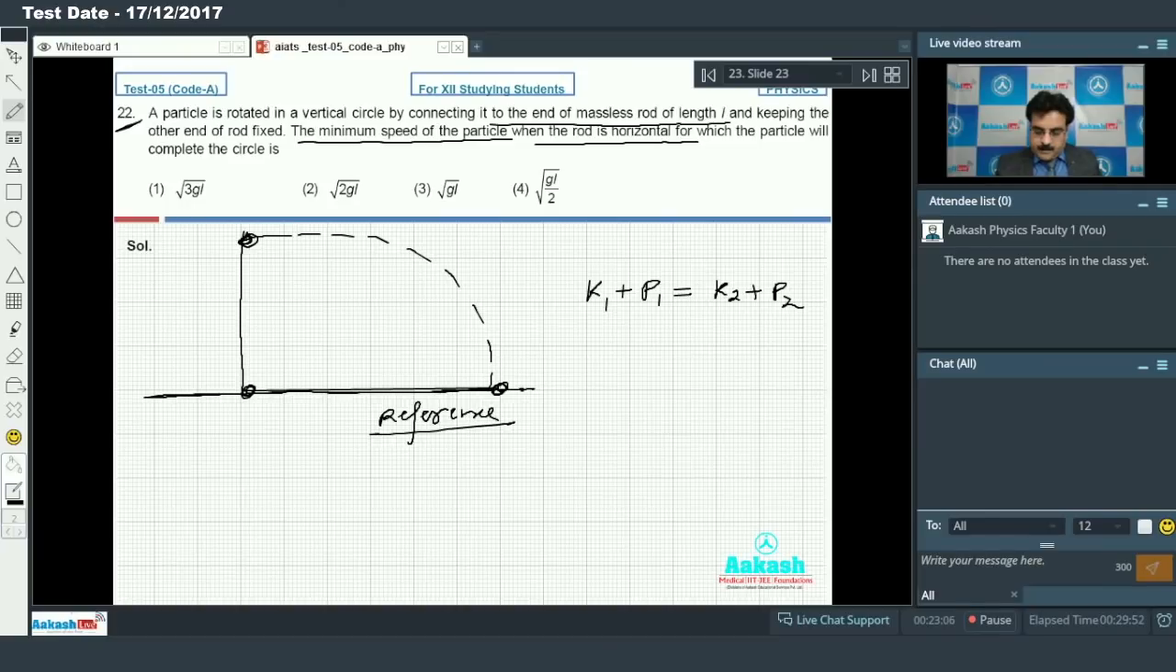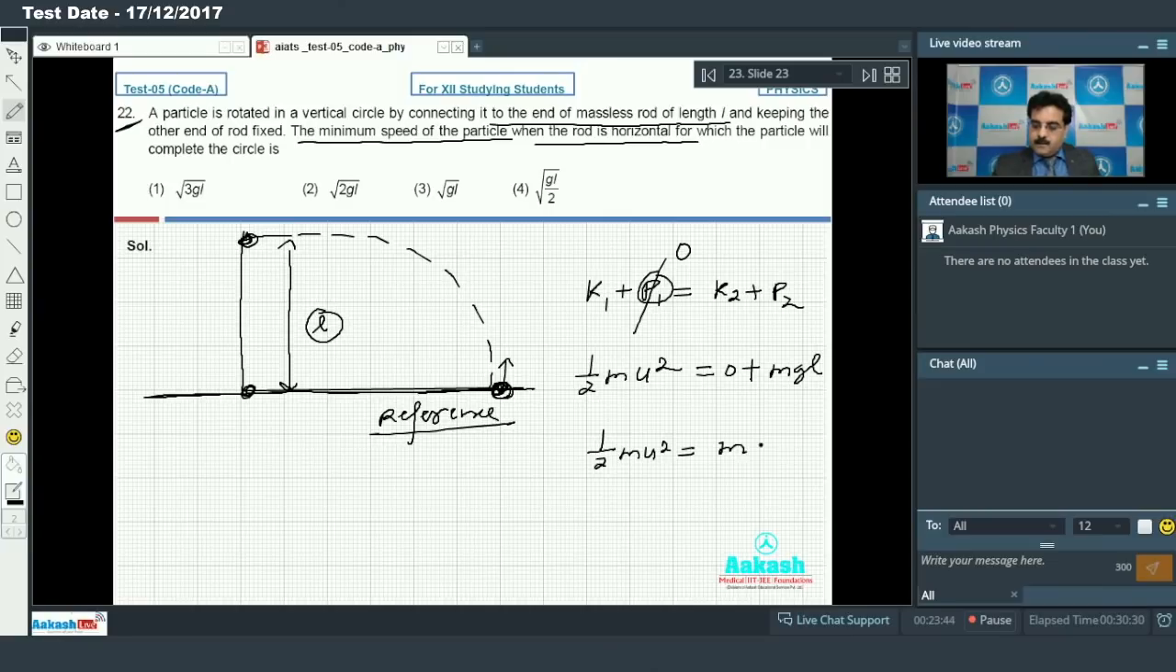Because I take this as my reference line, the initial potential energy will be 0, and the initial kinetic energy is half m u squared, if I consider the initial speed is u. The final kinetic energy will be 0, and the final potential energy, because the particle will travel a height equal to the length of the rod, is mgl. So I have the relation half m u squared equals mgl. So mass will cancel out.